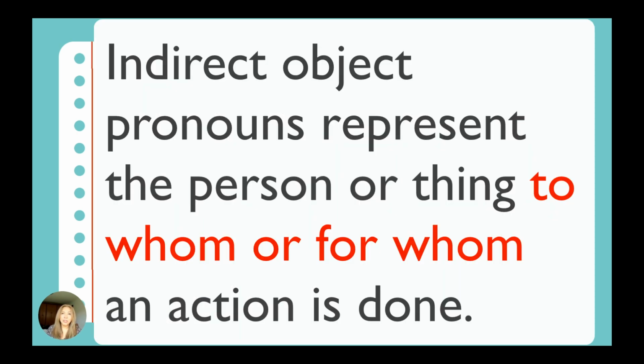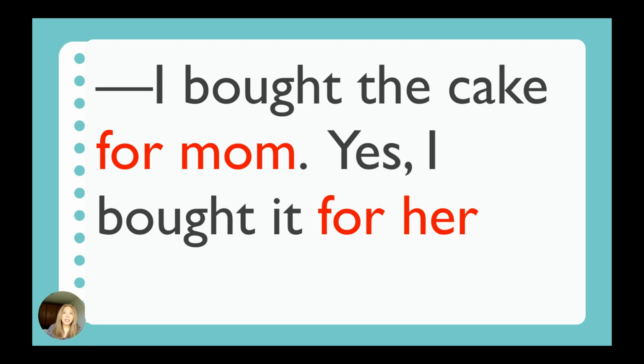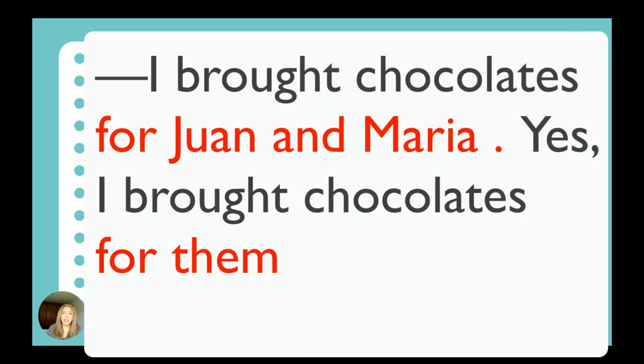Indirect object pronouns are words that tell us to whom or for whom something is being done. For example, if I say, I bought the cake for mom. Yes, I bought it for her. That for her is the indirect object pronoun. Or if I say, yes, I brought chocolates for Juan and Maria. Yes, I brought chocolates for them. That for them would be the indirect object pronoun.